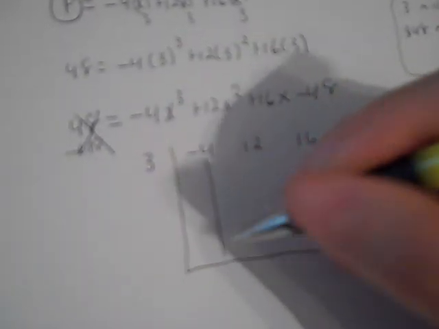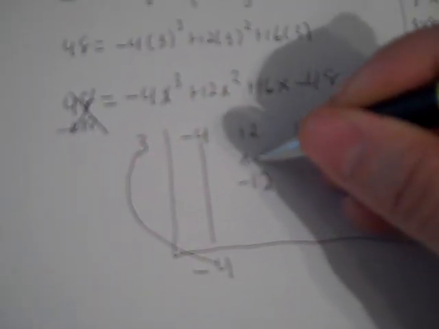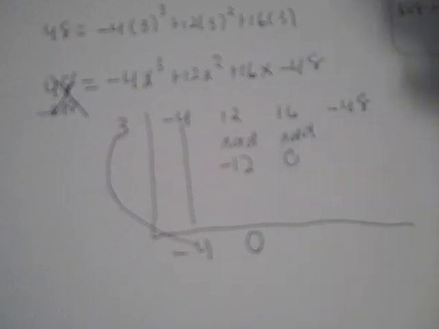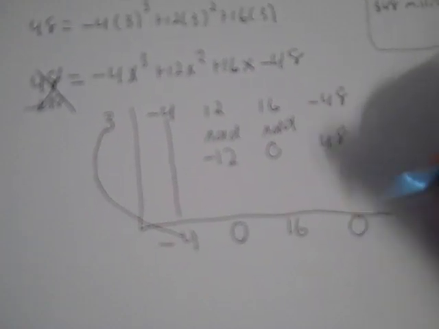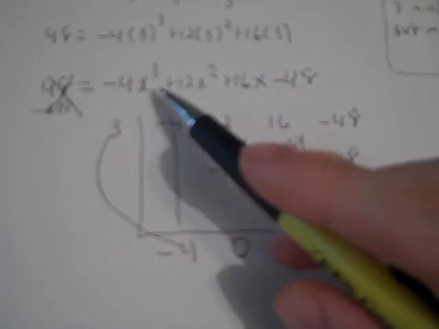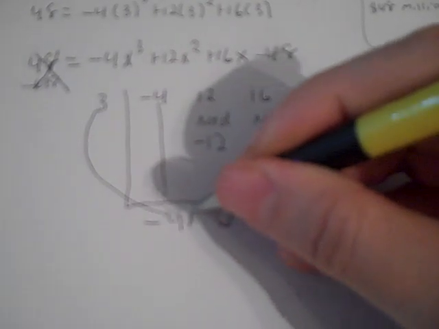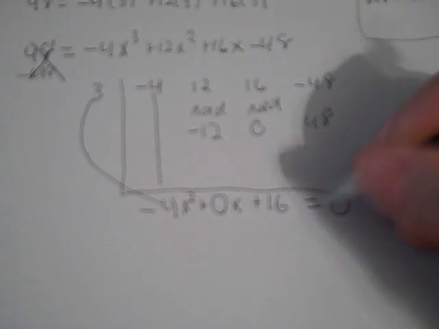So again, you drop the first value down. You find the product of that and 3, so it's going to be negative 12. Add, you get 0, but you have to keep going to the end. So the product of 0 and 3 is 0. 16. 16 times 3 is 48, and that's 0. Now again, when you synthetically divide, what happens to the negative 4? It goes from x to the third to x to the second, plus, and then x plus equals 0.